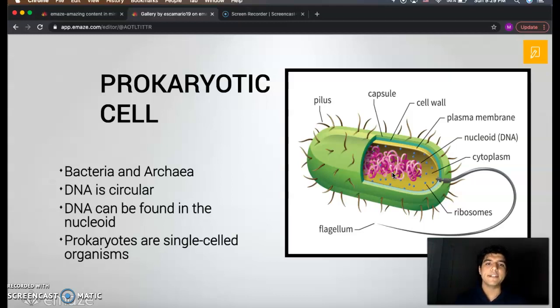Okay, some common characteristics of the prokaryotic cell: the DNA is circular, and the DNA can be found inside the nucleoid. Okay, and also another thing that is unique to prokaryotes, they're always single-celled organisms. Now let's go ahead and move on to the eukaryotic cell.